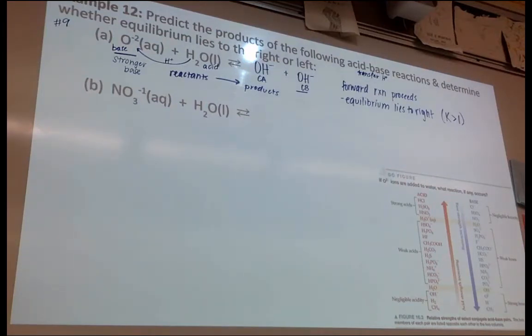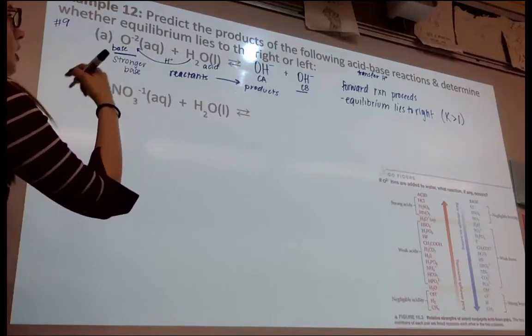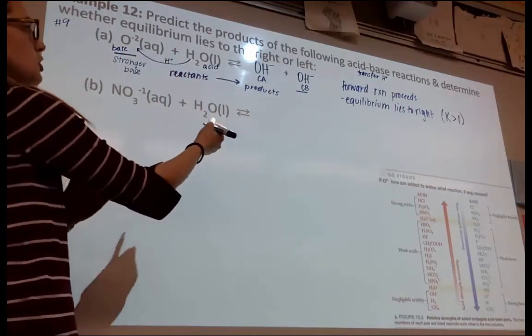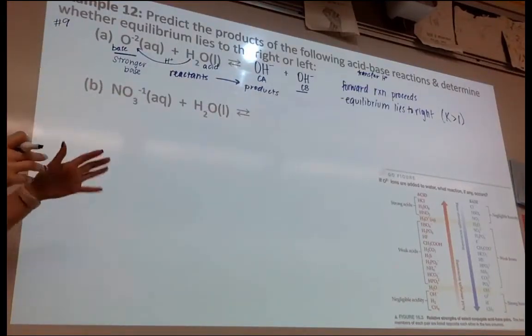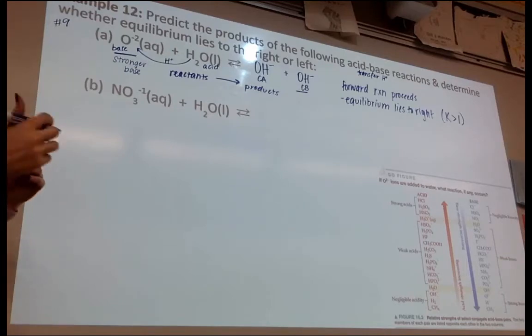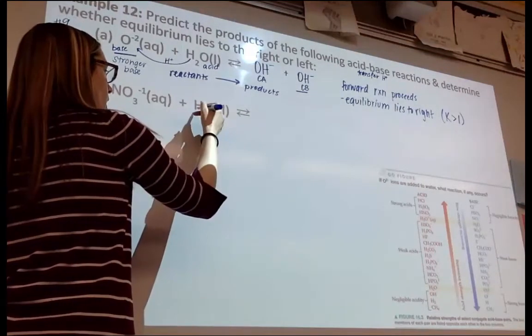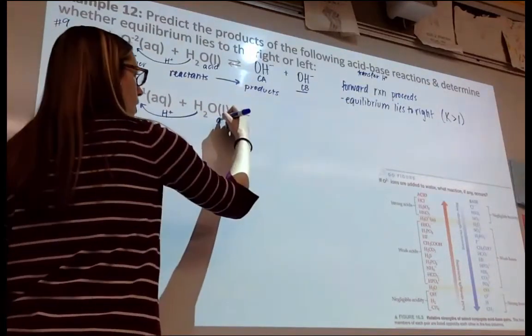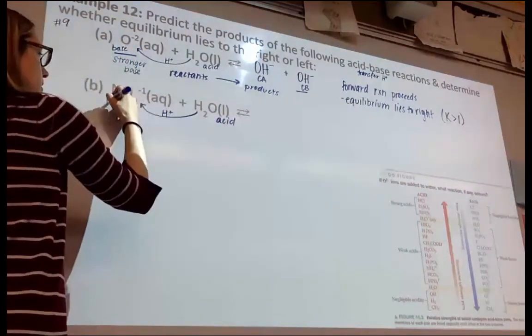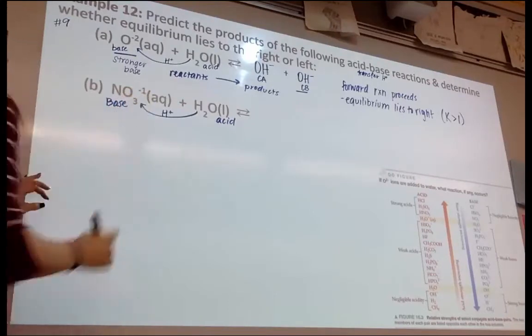Now we look at part B. Again, we know it's acid-base because they tell us, so there has to be a transfer of a proton. NO3 minus does not have a proton to donate. So that means that, again, water has to be the one to donate the proton. Water acts as the acid, NO3 minus acts as the base.